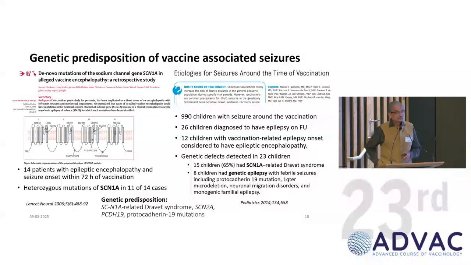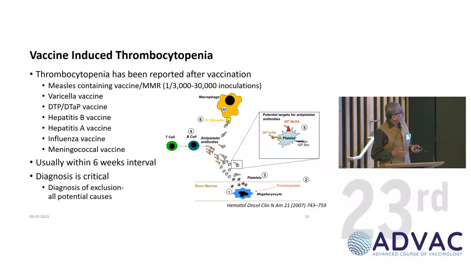But over time, there are wonderful studies which have been done during the last 15 years, which have shown that these individuals are genetically predisposed. And when you follow them up, many of them later have epileptic disorders. So they are genetically predisposed. And when a vaccine is given, you find the various mutations which occur in these individuals. So many times the vaccine is incriminated, but it is actually the child herself or himself who is predisposed. So that's a good example.